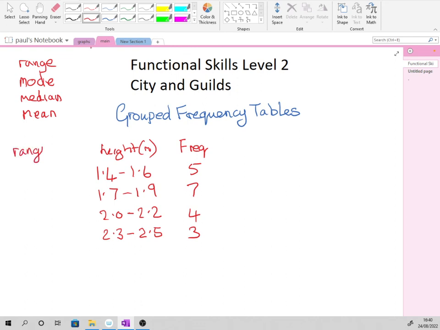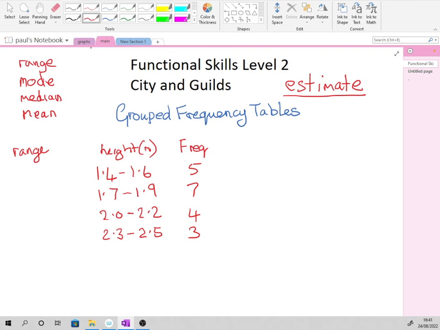So the range is the difference between the smallest possible and the largest possible. And just something I've forgotten: estimate. They always include this word in the question, estimate, because you cannot be sure of the individual height of these 5. They could all be 1.4 for what we know, or they could all be 1.6, or maybe 1.5. We just don't know. So that's why it's called an estimate.